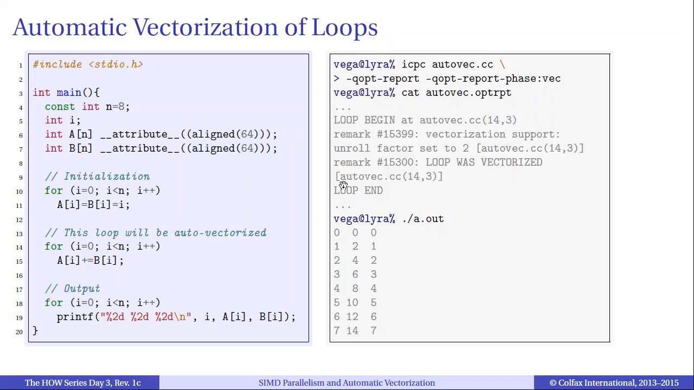So this text file will contain statements like this, and the way to read these statements is focus on what's in parentheses. So autovec.cc is the source file name, and then I have 14. 14 is the line number. So this is line number 14 in my code, and this piece of report applies to this line. 3 is actually the column because, well, I have an offset of 3 characters. And the compiler says vectorization support, unroll factor set to 2, that's not important, but what's important: loop was vectorized. So LOOP WAS VECTORIZED in all caps is a good sign.